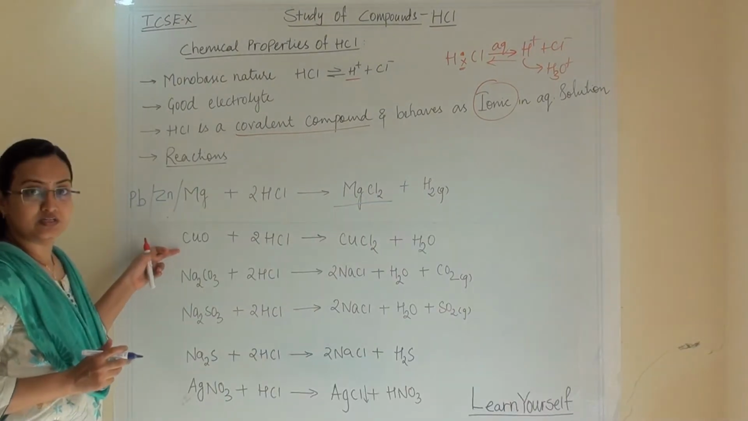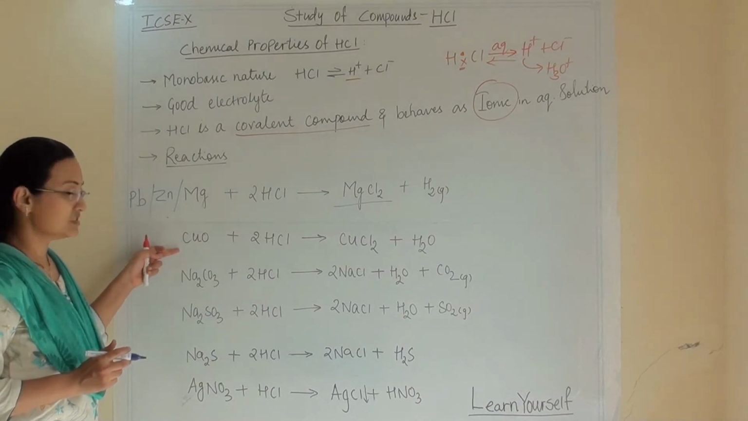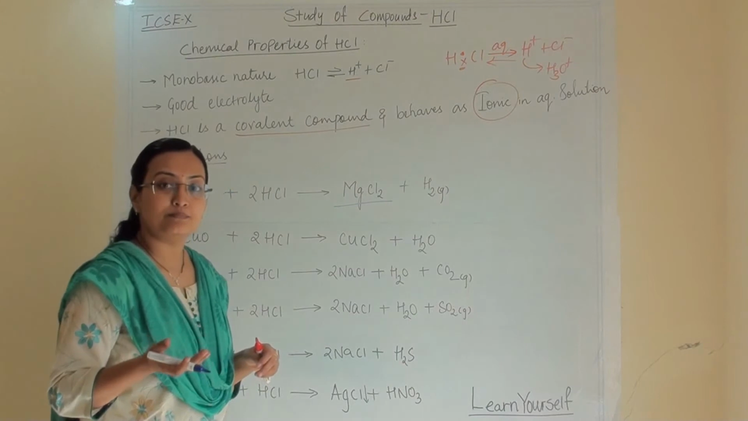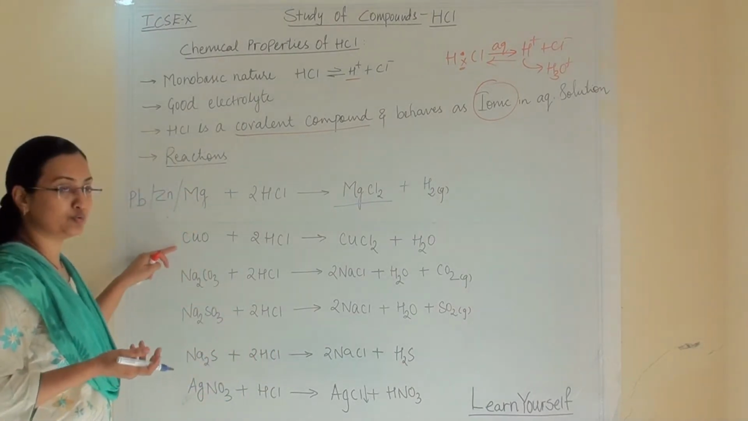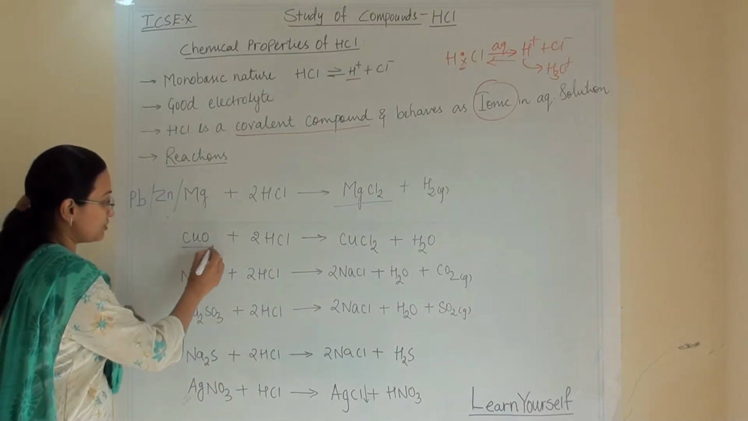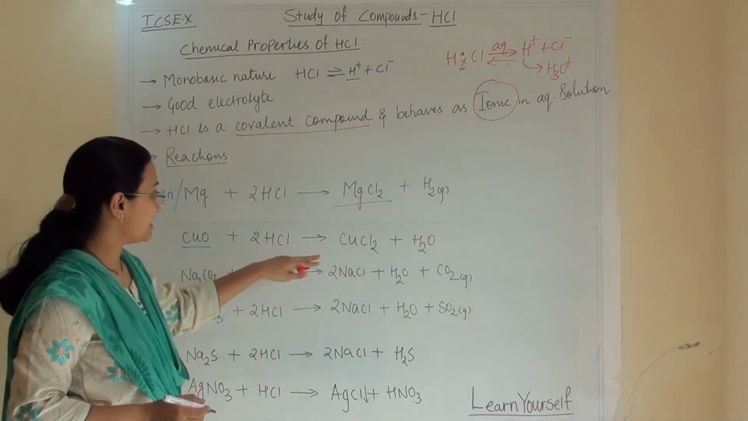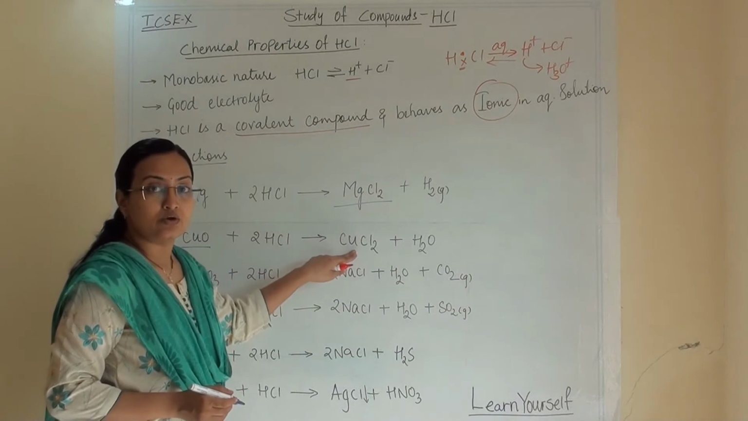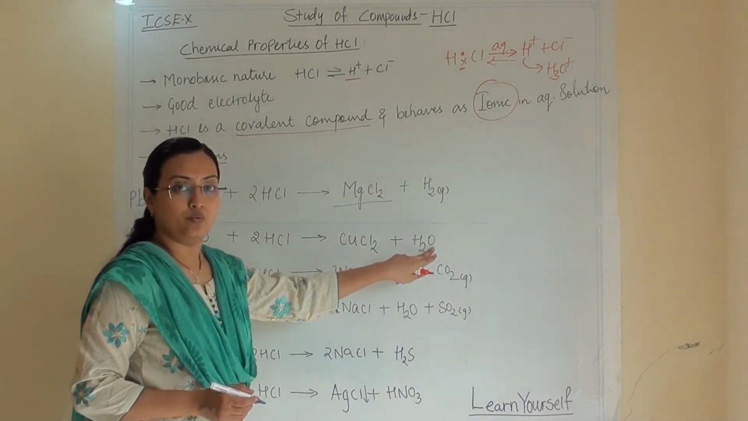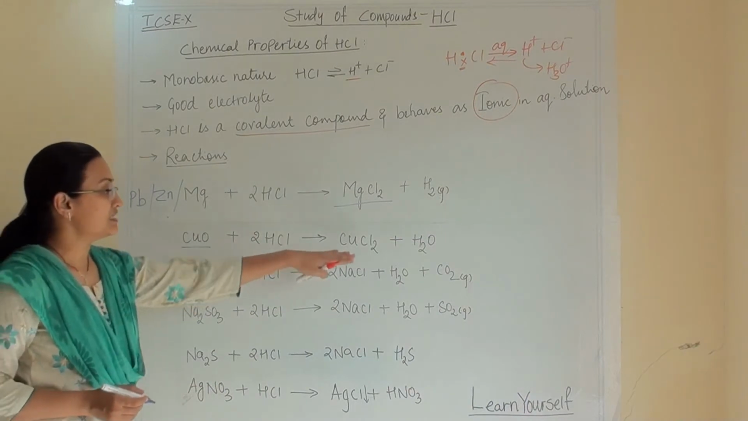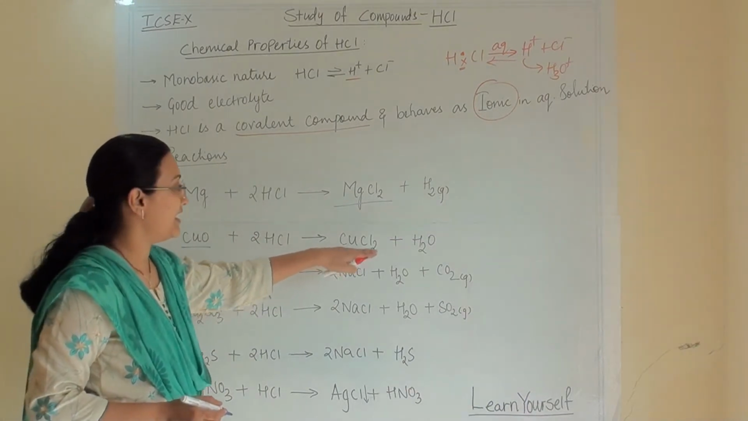Now next one is with base. This is copper oxide, and all metallic oxides are basic in nature. We know that. So this is copper oxide. When it is reacting with hydrochloric acid, it gives us copper chloride and water. So all metallic oxides will give us metal chloride and water.